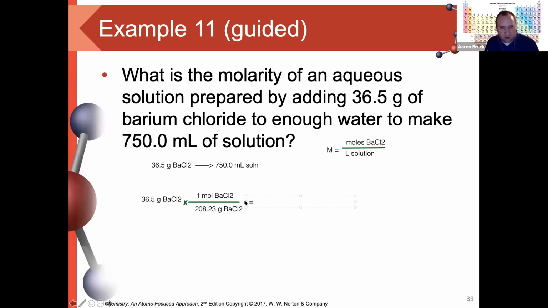And so to three significant figures, 36.5 divided by 208.23, I get 0.175 moles of barium chloride. So I've got the first part of the equation wrapped up. The second part, 750.0 milliliters of solution.